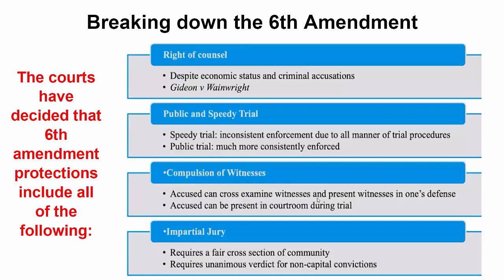And finally, impartial jury, right? This says that a jury needs to be a fair cross-section of the community, right? It should look like the community looks. And of course, unanimous verdicts are required for most convictions, for non-capital convictions. All right.